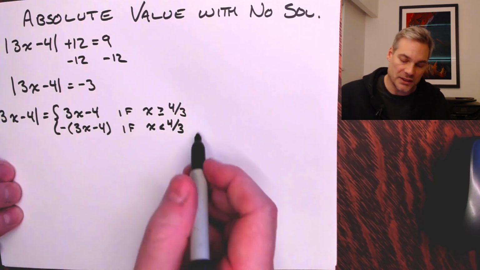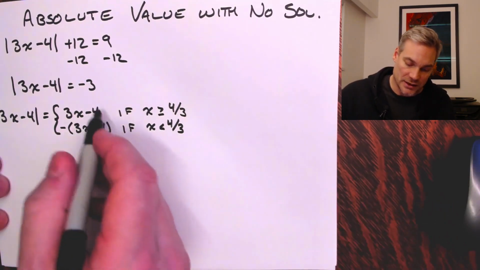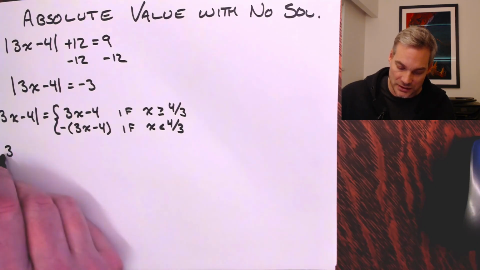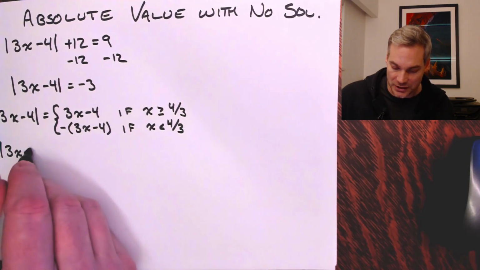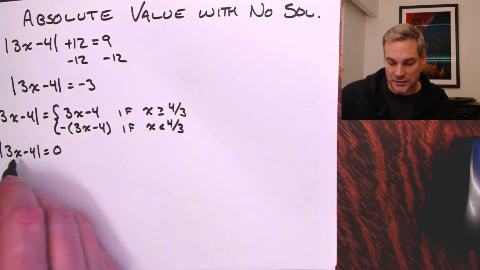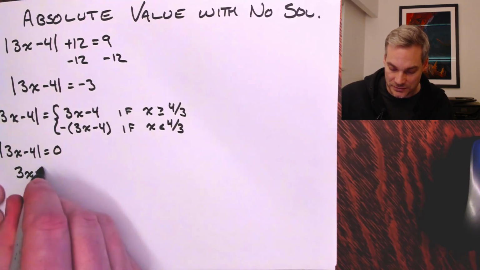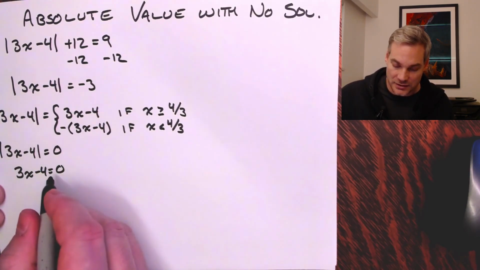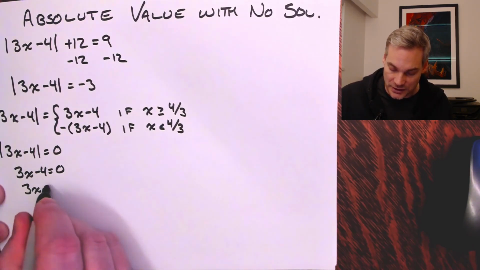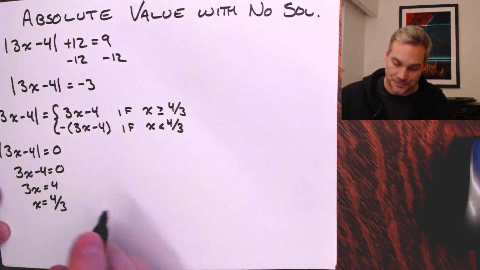Now, if this number came up magically to you, it's actually where this equals 0. So I just say, well, when does the absolute value of 3x - 4 equal 0? Well, it doesn't matter if I have the positive or negative. I just solve for x, because the sign doesn't matter on 0. So then we get 3x = 4, and now x = 4/3.